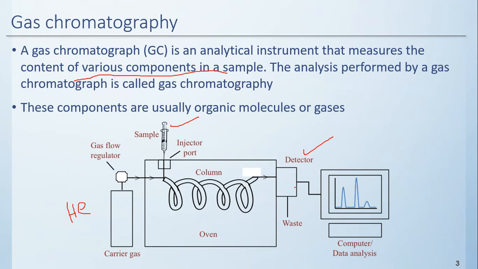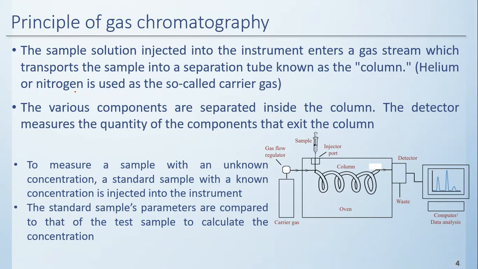The analysis performed by a gas chromatograph is called gas chromatography. The instrument is called a gas chromatograph, and the analysis is called gas chromatography. For your exam, you have to explain the working of the gas chromatograph using the figure. A detailed explanation is shown here. It is written here. To test an unknown sample, first we will test a known sample so that we can compare the parameters.